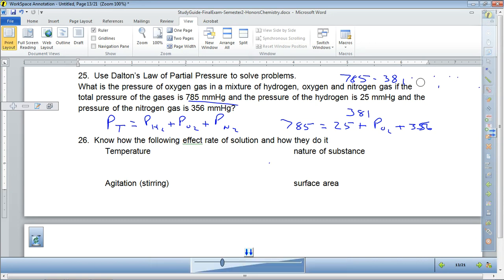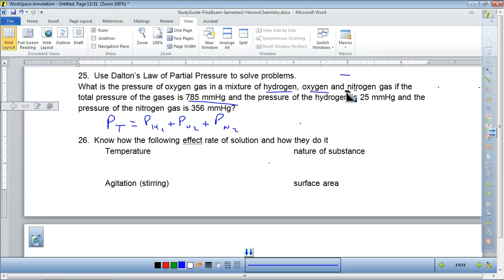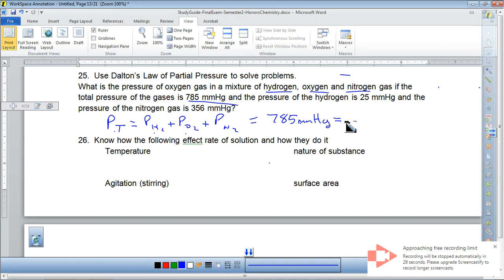Dalton's law. Sum of the partial pressures equals the total pressure. In this one, we have a mixture of hydrogen, oxygen, and nitrogen. So the total has to be the pressure of the hydrogen plus pressure of the oxygen plus pressure of the nitrogen. So they give us the total. They give us the hydrogen. They give us the nitrogen. They don't give us the oxygen. So if we add those two up and subtract from 785, I got 404 millimeters.